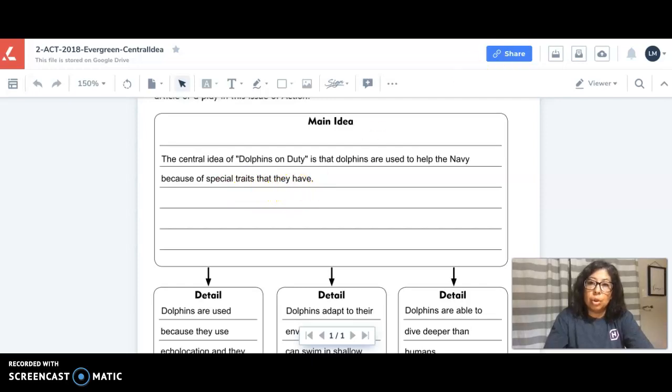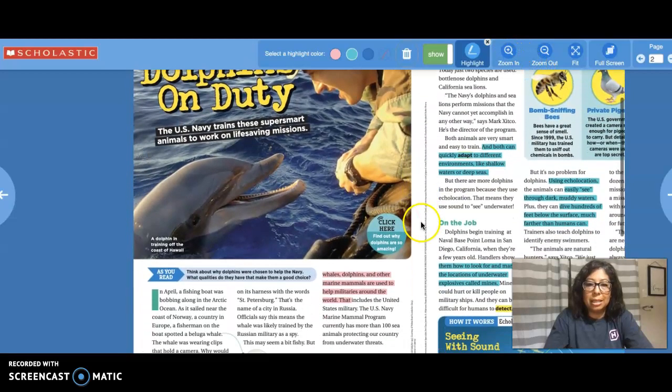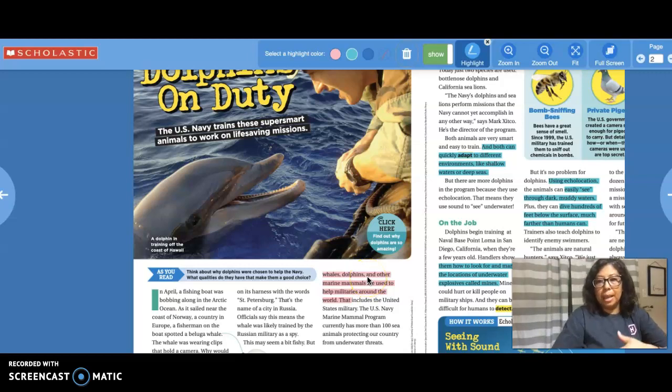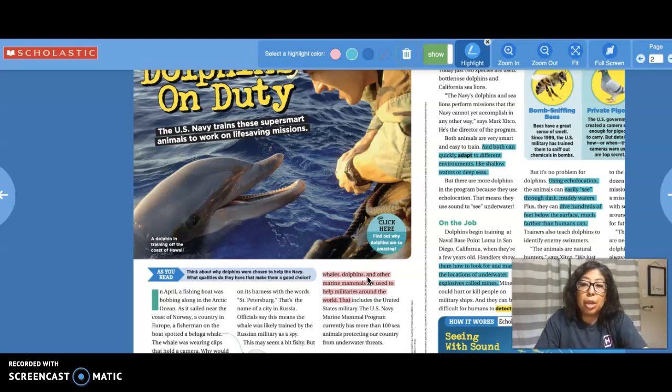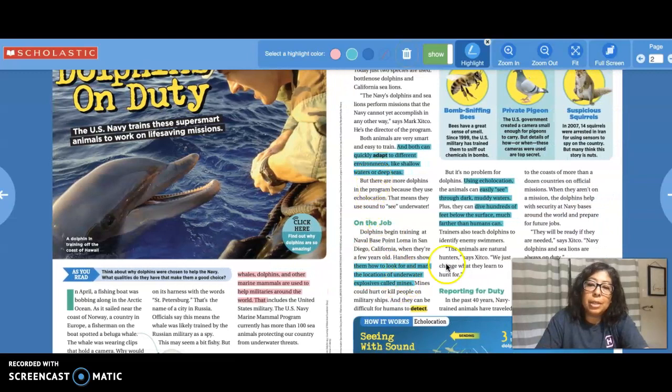Looking at our story, I had highlighted in pink the central idea, and we determined that the story was mostly about these dolphins that they used to help the Navy. Now they're chosen because they have special features. What I have highlighted over here in teal are the special features that the dolphins have, which is why they are used.